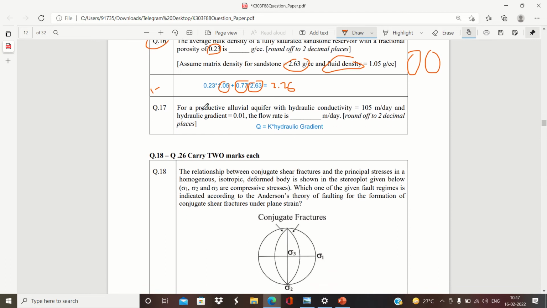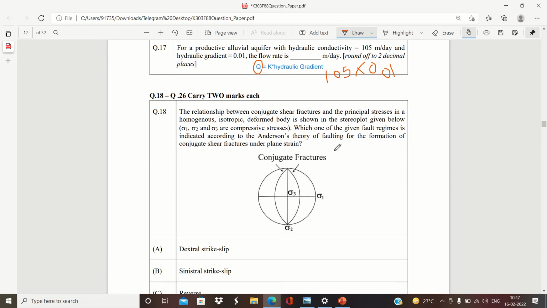Now another question is, for a productive alluvial aquifer with hydraulic conductivity of 105 meter per day and hydraulic gradient of 0.01, what will be the flow rate? According to Darcy's law, Q, the flow rate, is equal to K, the hydraulic conductivity, times the hydraulic gradient. So we are multiplying 105 into 0.01, and you will get the answer 1.05 meter per day.